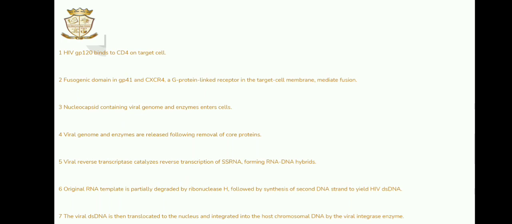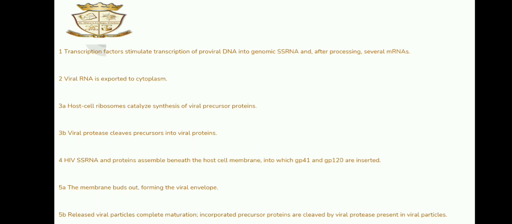Viral reverse transcriptase catalyzes reverse transcription of single-stranded RNA, forming RNA-DNA hybrids. The original RNA template is partially degraded by ribonuclease H, followed by synthesis of a second DNA strand to yield HIV double-stranded DNA. The viral double-stranded DNA is then translocated to the nucleus and integrated into the host chromosomal DNA by the viral integrase enzyme. Transcription factors stimulate transcription of proviral DNA into genomic single-stranded RNA and, after processing, several mRNAs.